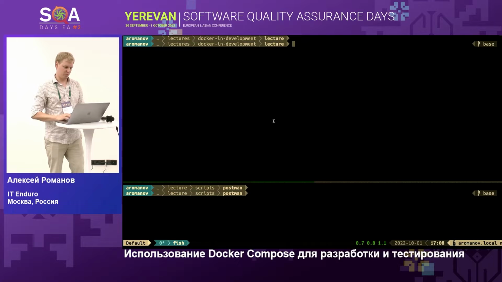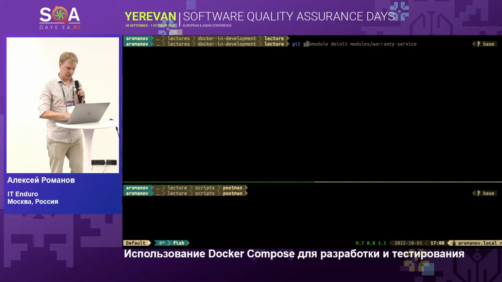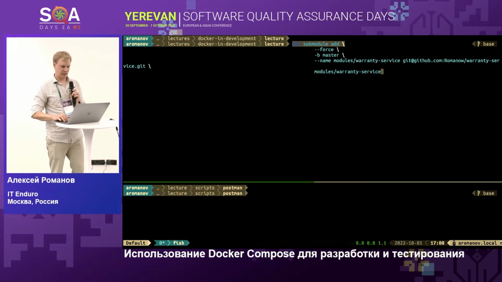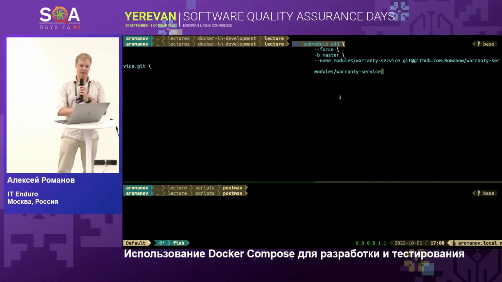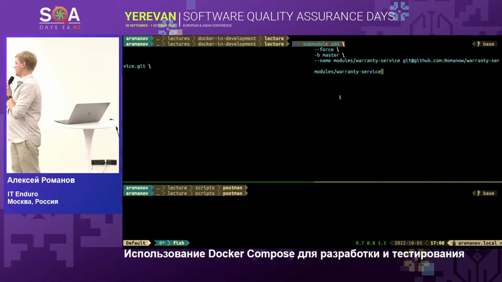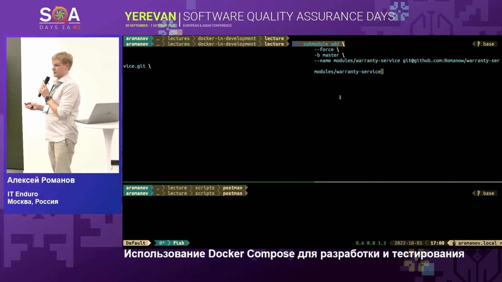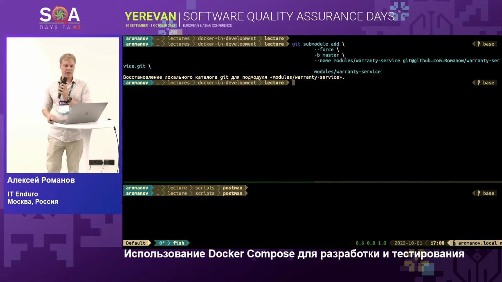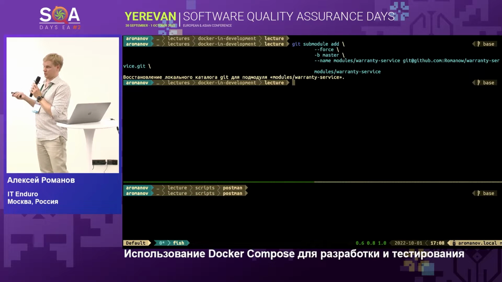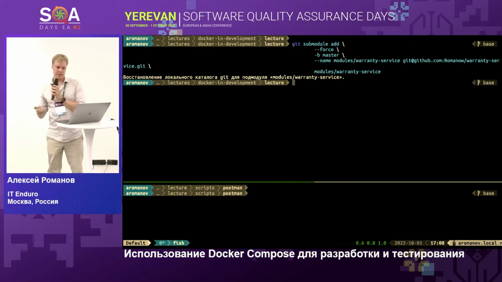Can you see? Okay, let me increase the size. Okay, let's write git submodule add. In fact, we're just saying here git submodule add, we take the master branch, we name it warranty service, and we put it into the warranty service folder. Enter. It says force here because it had been added before and removed later.